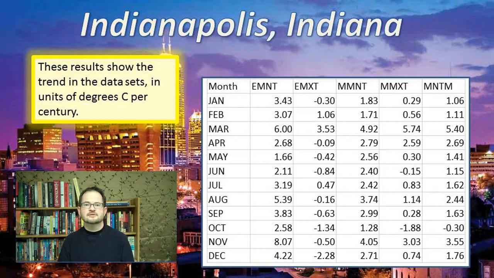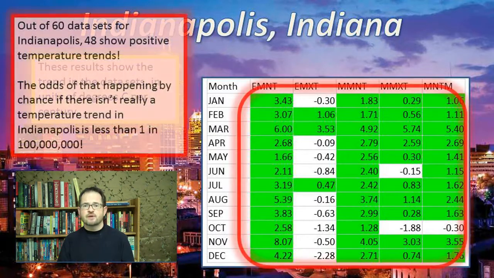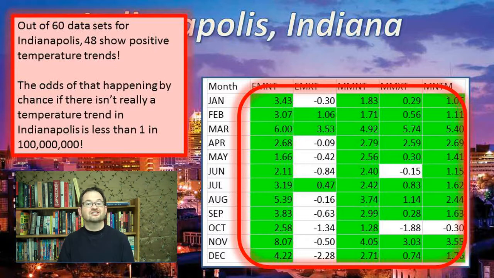It's a lot of data. But look what happens if I mark just the ones in which there is a positive temperature trend, suggesting that the station is warming with respect to time. Out of the 60 data records shown, 48 of them show warming. In fact, all 12 of the months show a positive temperature trend for extreme minimum temperature and mean minimum temperature. That's not very likely to have happened by chance.